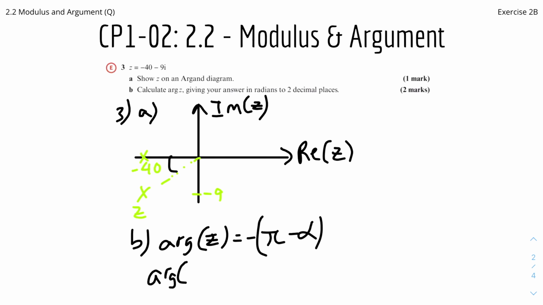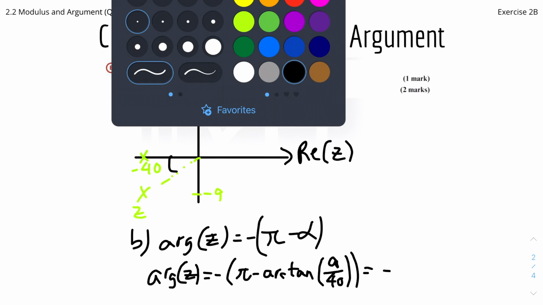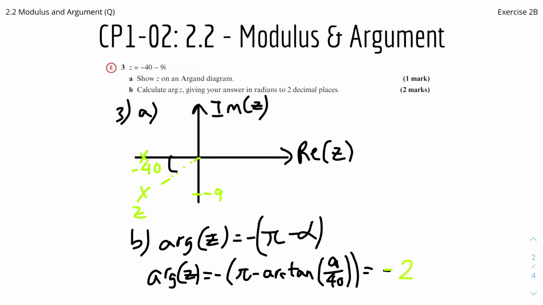So arg z equals minus (pi minus arctan, or tan inverse, of the y value, which is 9, over the x value, which is 40). Arctan of 9 over 40 gets us 0.2213, and you do pi minus that number. Therefore it'll be minus 2.92 radians, giving the answer to 2 decimal places, like so.